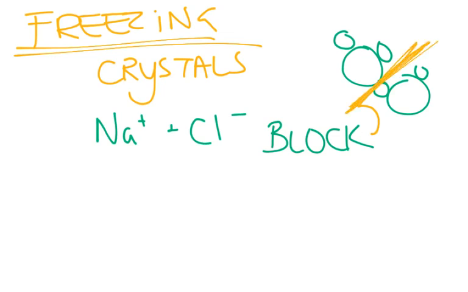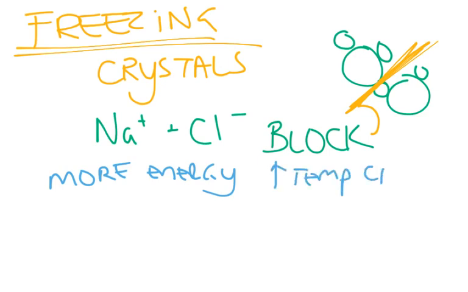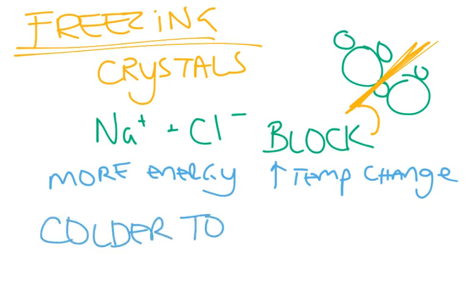Because they're getting in the way, it's actually going to take more energy and therefore a greater temperature change, stick with me on this, in order to push them out of the way so the water can actually crystallize. That means it actually has to be colder in order to freeze. It's got to be colder because otherwise I've got to take more energy away. I'm going to have a big temperature change in order to pull those suckers out of the way.